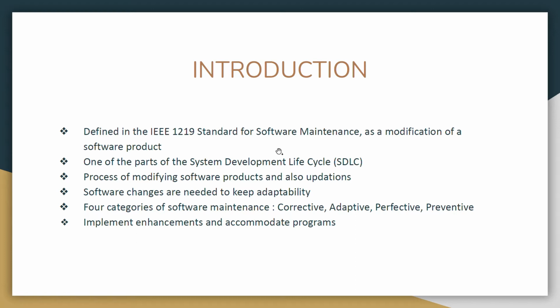Other than that, there are 4 categories of software maintenance, which are: first is corrective maintenance, second one is adaptive maintenance, third one perfective maintenance, and the last one is preventive maintenance. All of these categories are needed to make modifications and updates to correct faults and improve performance to the customer. Besides, it must be performed to implement enhancements and accommodate programs, so different software, different hardware, telecommunication facilities, and features can be used.